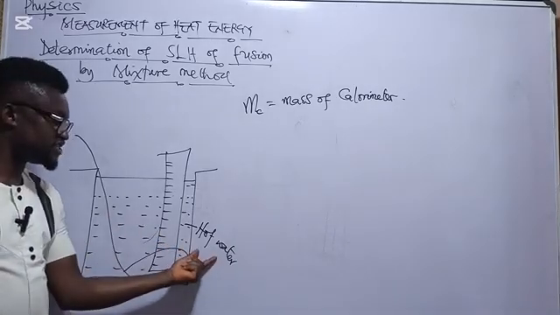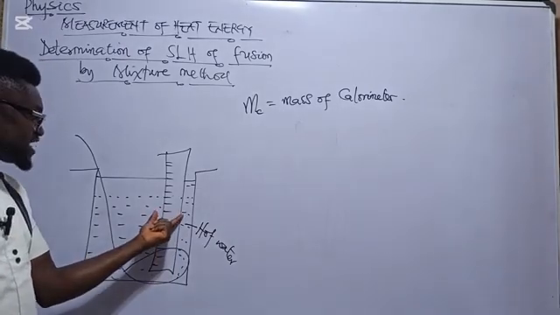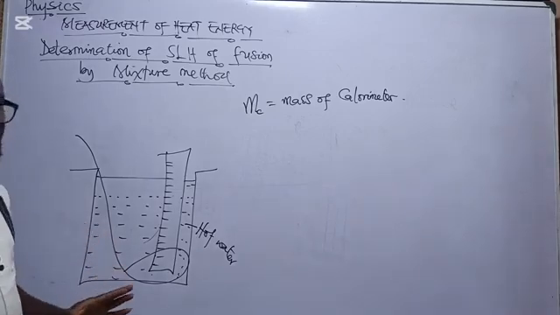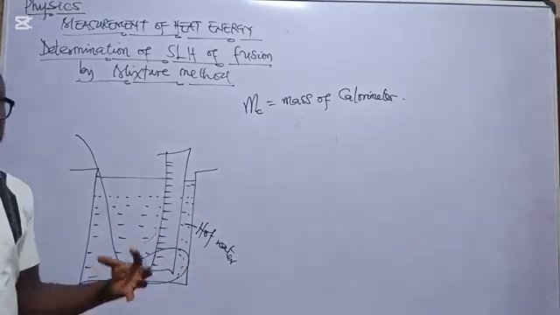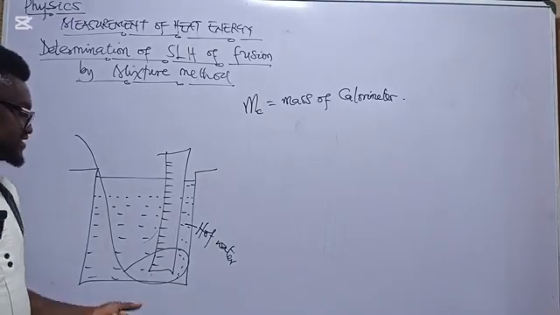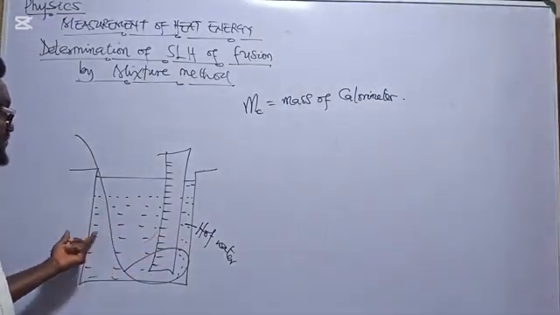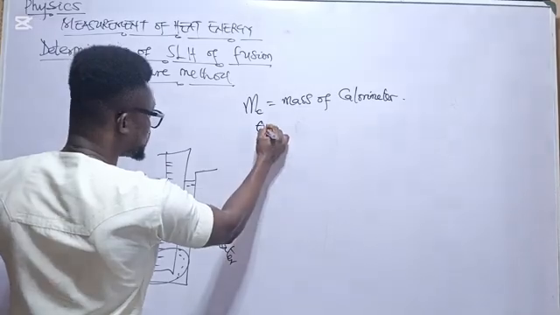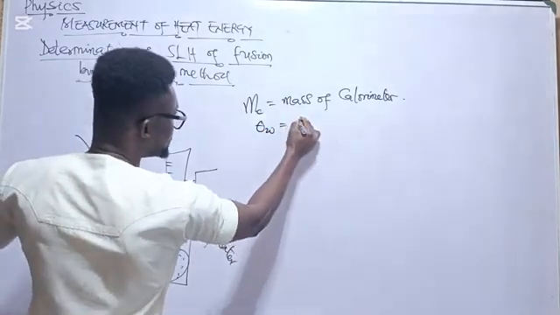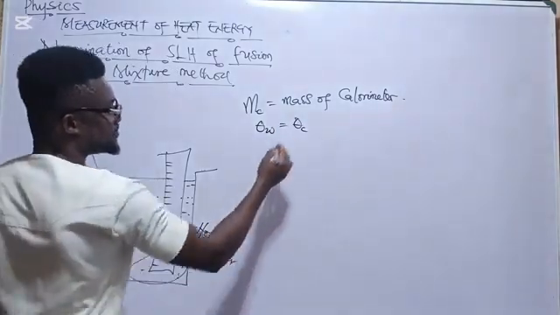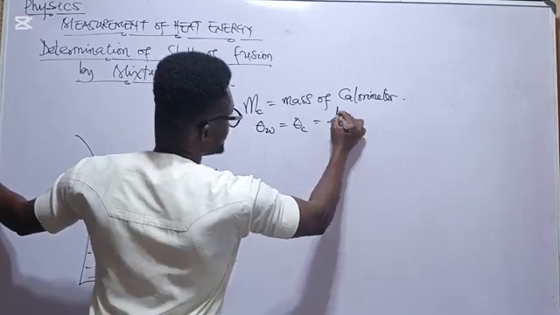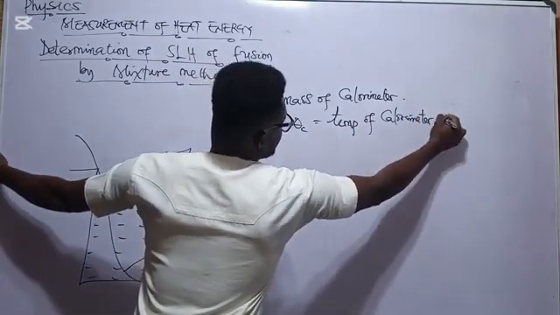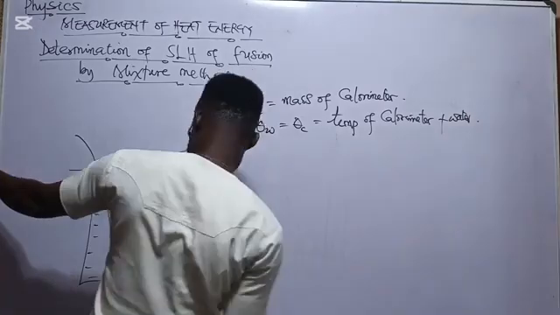Now, the temperature of the hot water measured by the thermometer will be the same as the temperature of the calorimeter. The reason is simple. The hot water and the calorimeter, both of them are in contact. Hence, the temperature of the hot water and the temperature of the calorimeter will be the same. So we have this as the temperature of the calorimeter as well as water.